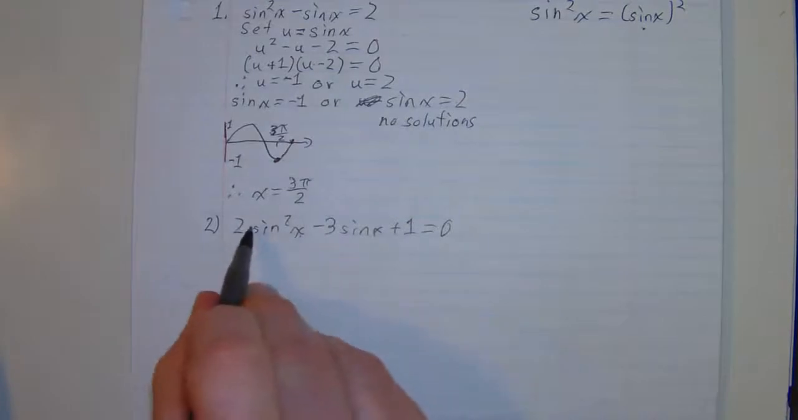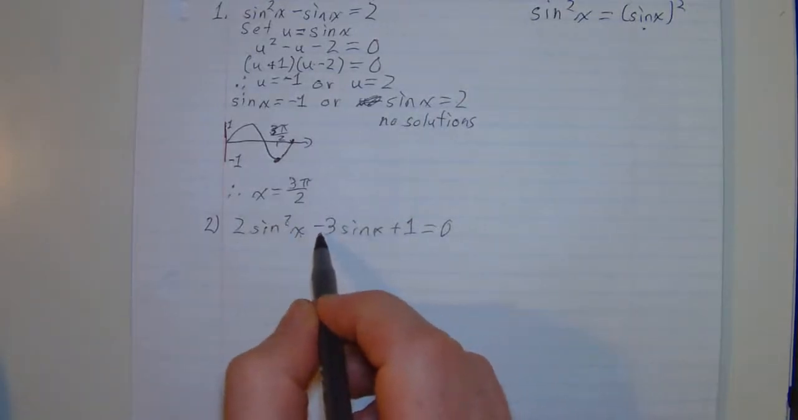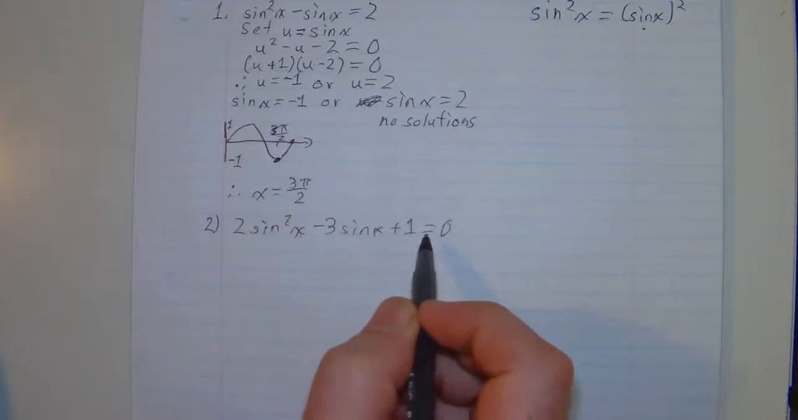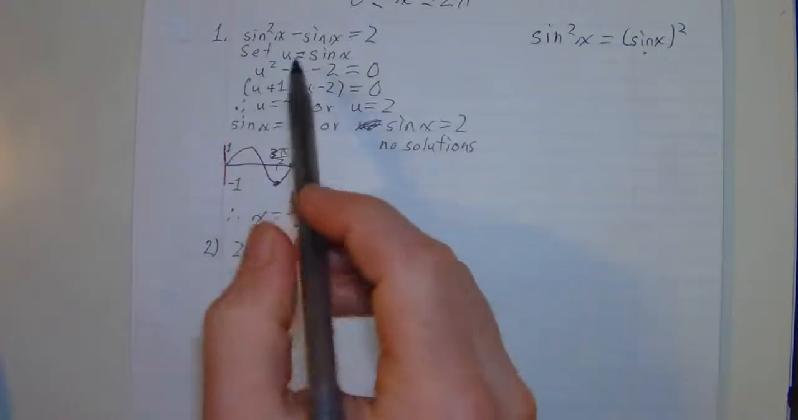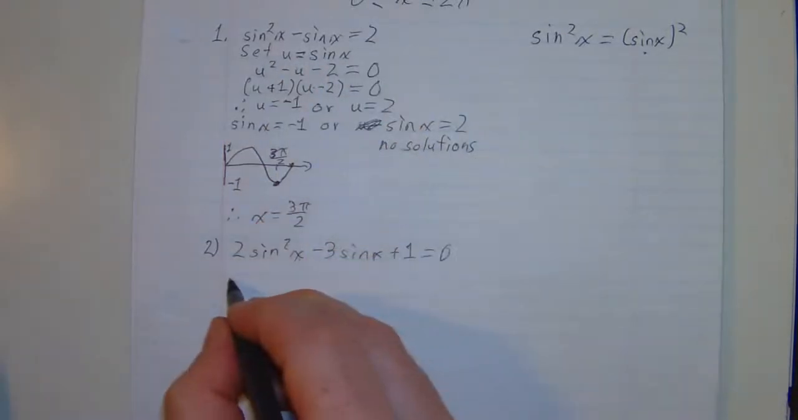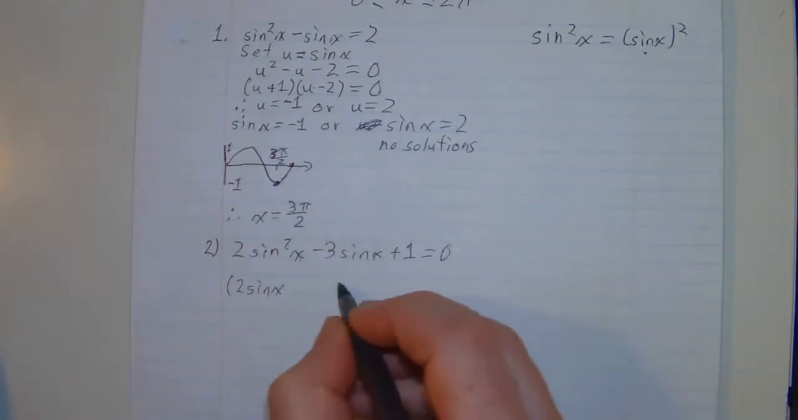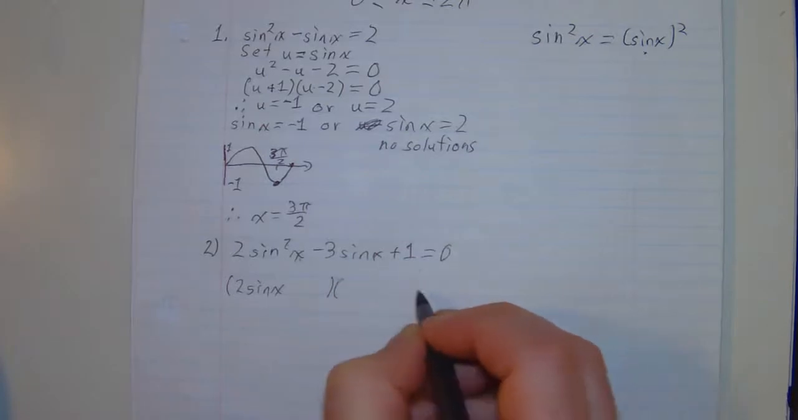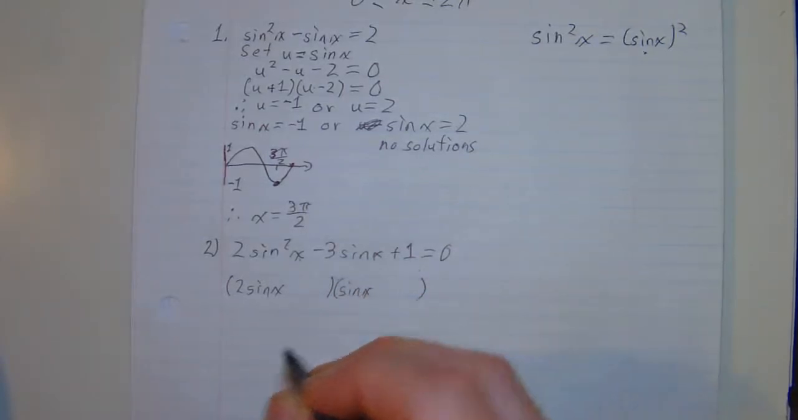Okay, so here, this is like 2 times sine x all squared minus 3 times sine x plus 1 equals 0. So we could use a change of variable and set u, or if you're comfortable with it, you can just leave it and think of it in terms of sine x. So I know that I'm going to have 2 factors, 2 sine x and sine x.